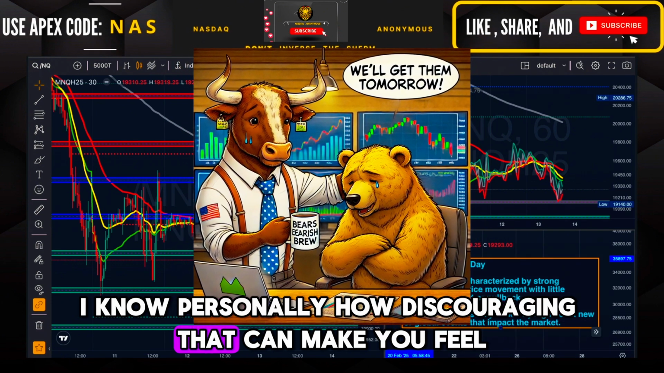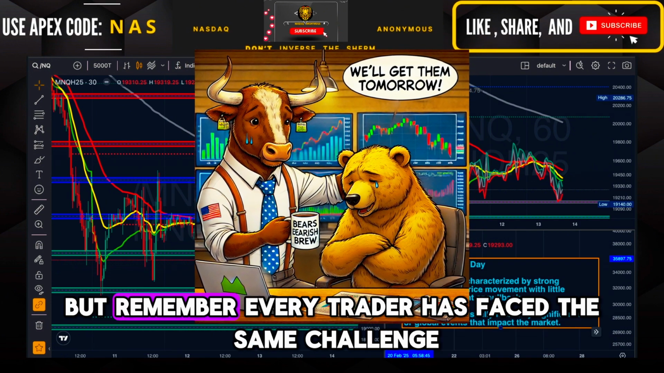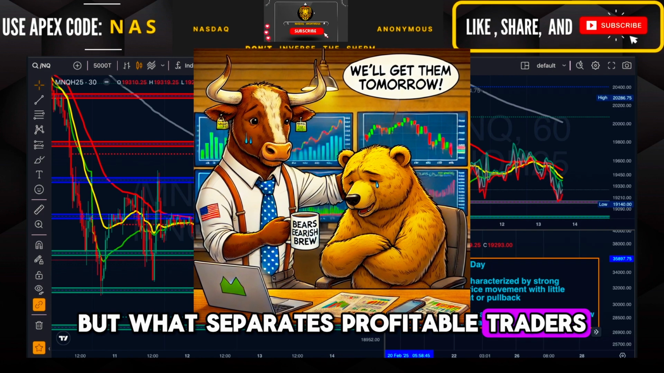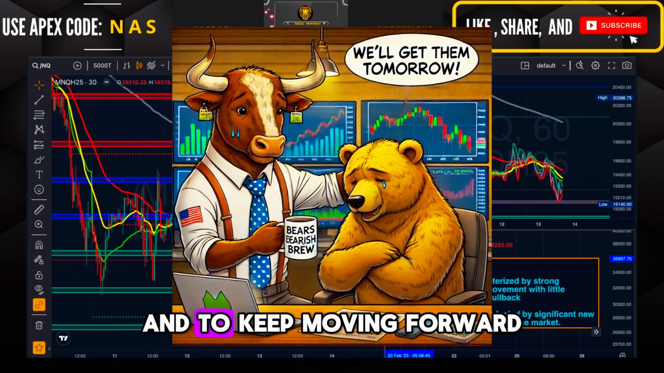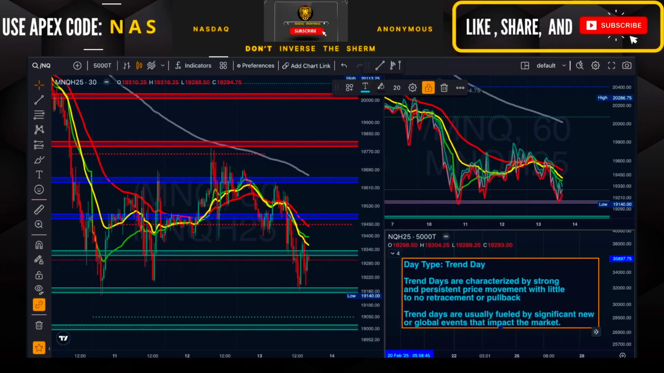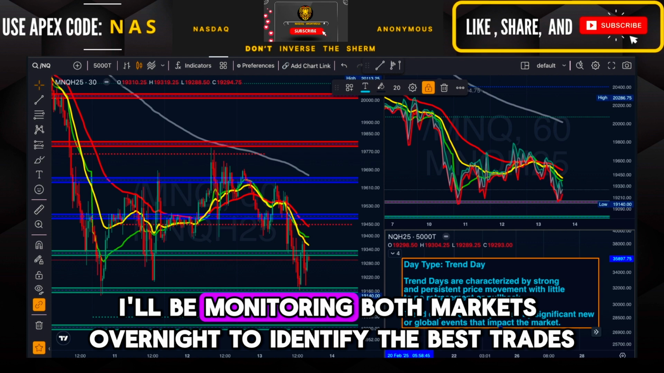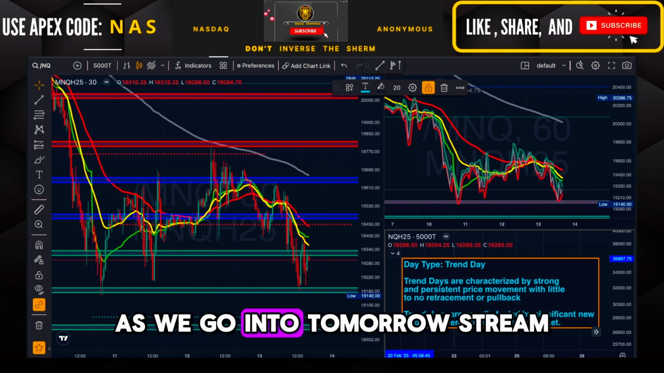Now, for those that found themselves on the wrong side of the market today, I know personally how discouraging that can make you feel. But remember, every trader has faced the same challenge, but what separates profitable traders is their ability to use these moments to refine their strategies and to keep moving forward. But I'll be monitoring both markets overnight to identify the best trades as we go into tomorrow's stream.